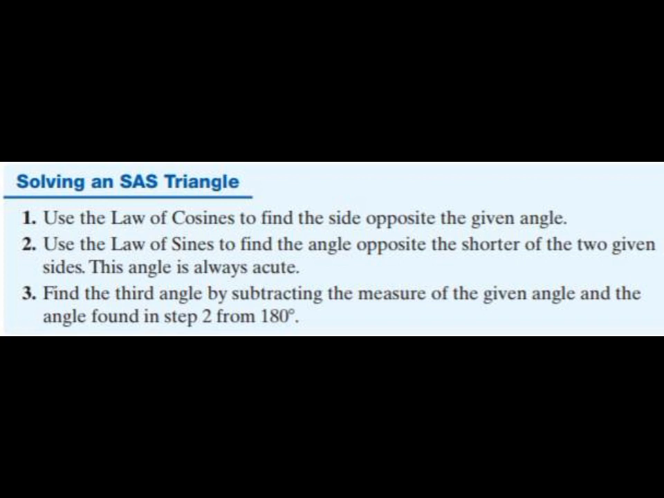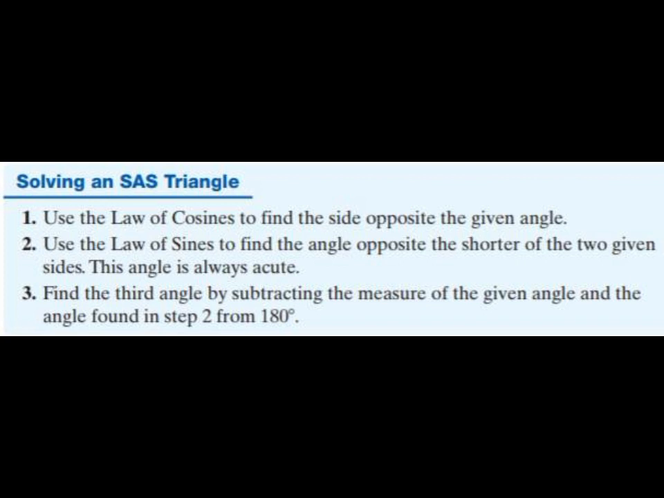In solving an SAS triangle, first, use the law of cosines to find the side opposite the given angle. Second, use the law of sines to find the angle opposite the shorter of the two given sides. This angle is always acute. Third, find the third angle by subtracting the measure of the given angle and the angle found in step 2 from 180. And those are the steps on how to solve an SAS triangle.